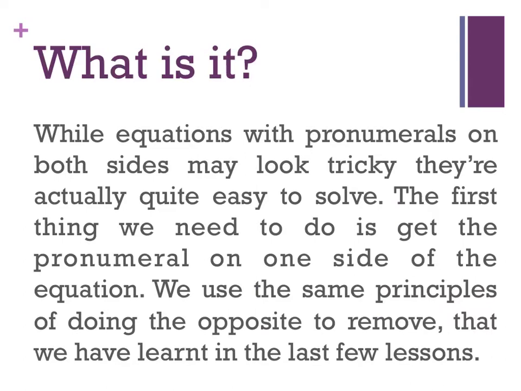We use the same principles of doing the opposite in order to remove a pronumeral on one side. So remember when we had things like x plus 2. In order to get rid of that plus 2, I do the opposite. I subtract 2. Or when I've got a multiplication, something multiplied by my pronumeral, in order to get rid of it, I do the opposite and I divide it. So we're going to look at the way in which I can get pronumerals on one side using that same idea. So let's have a look at some examples.